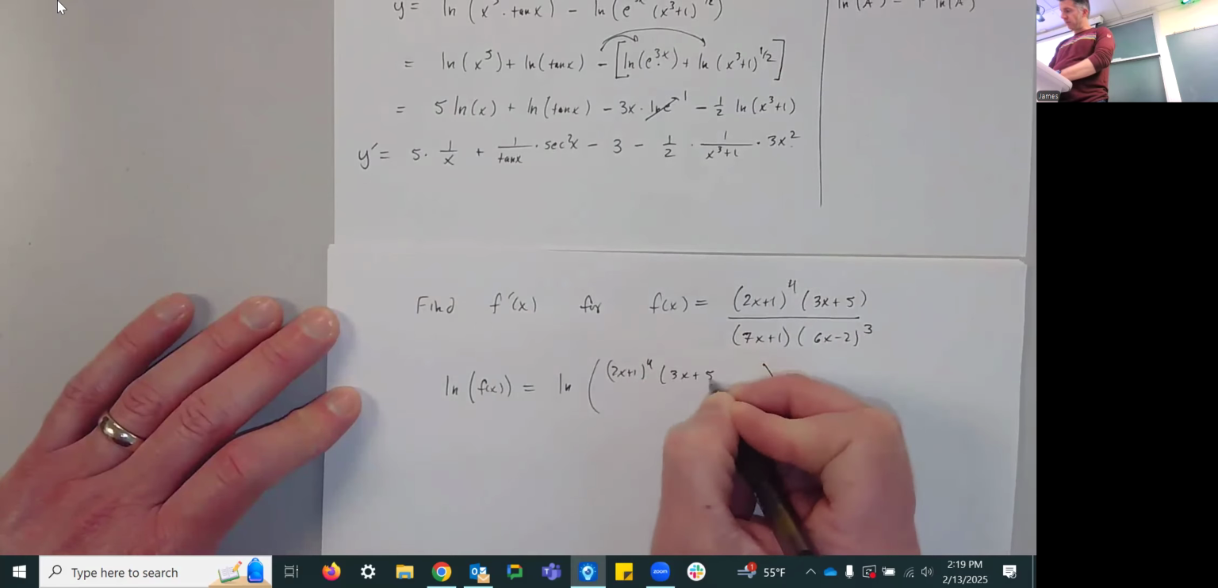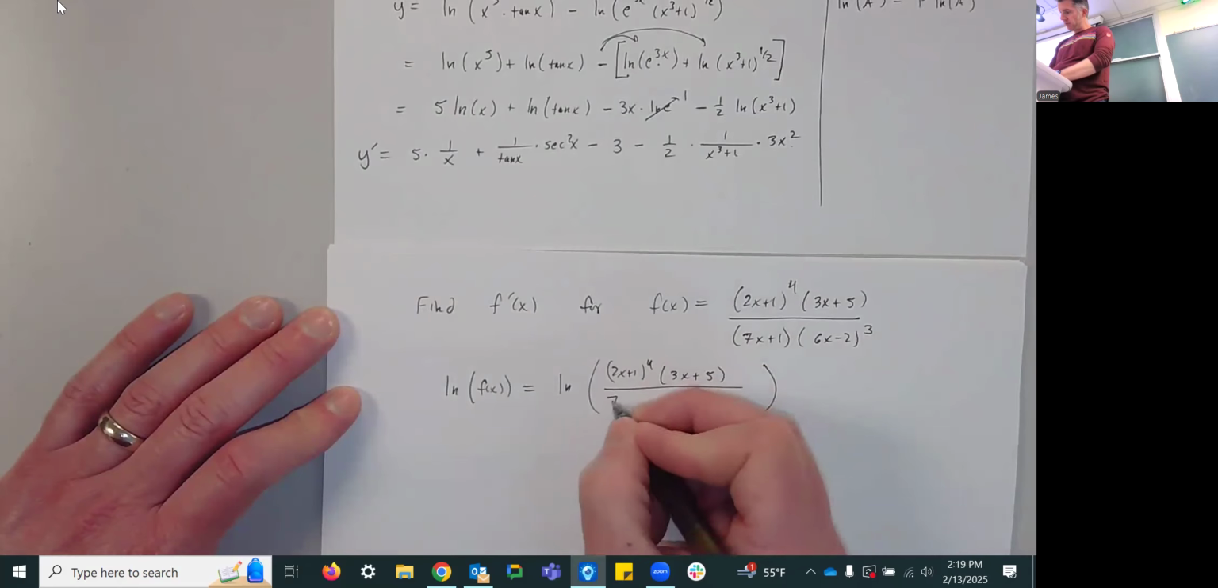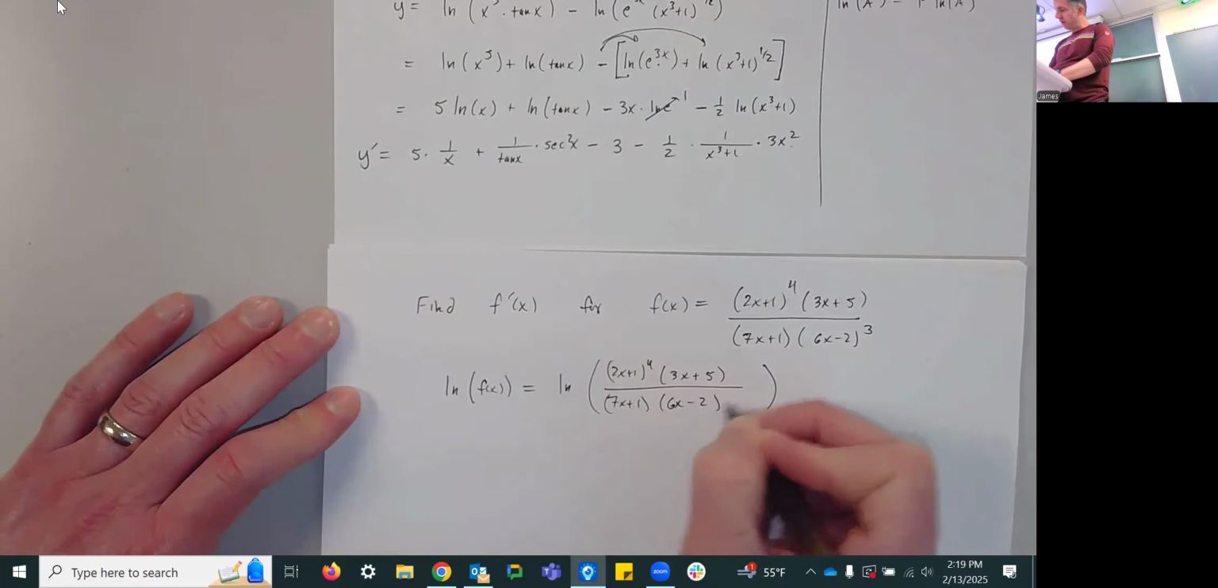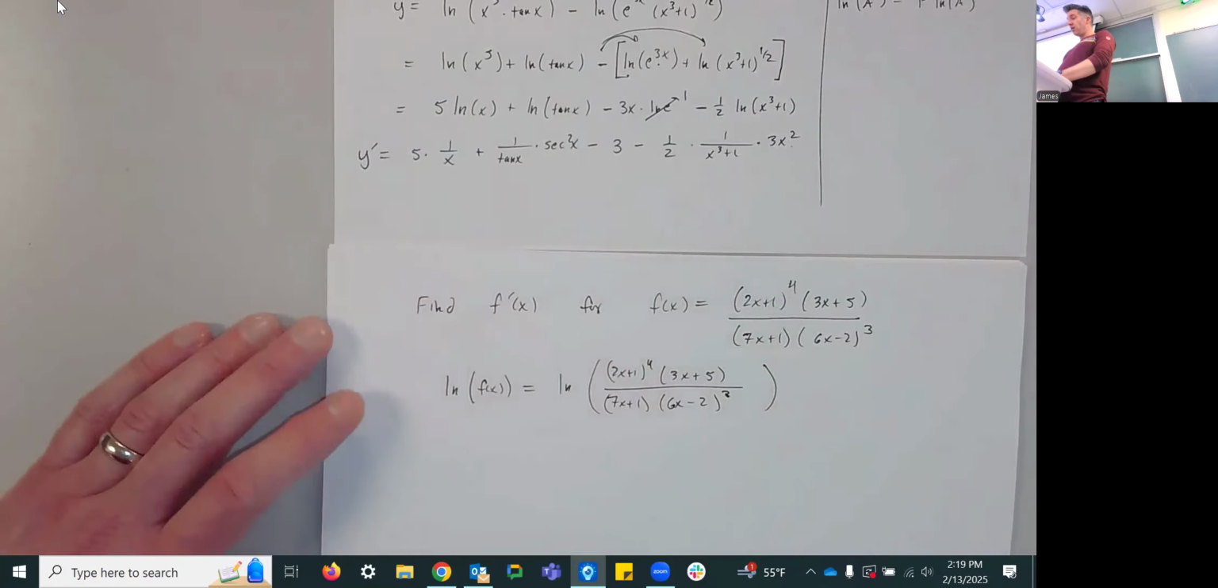Just verbally abusing functions over here. You're not a garbage function. You're perfectly fine. Okay, so then we're going to break this up.